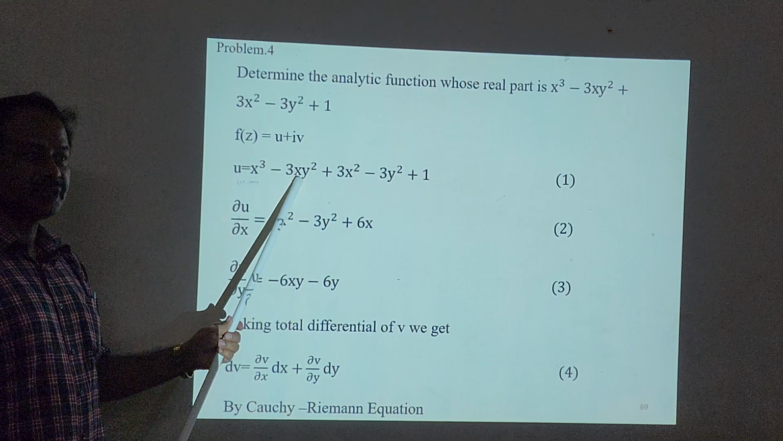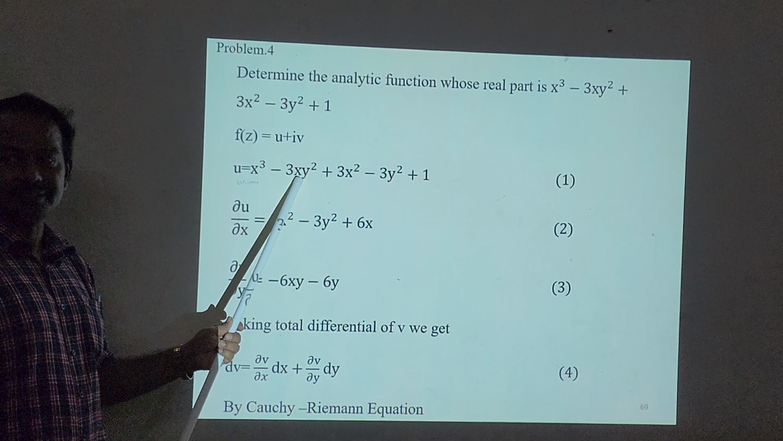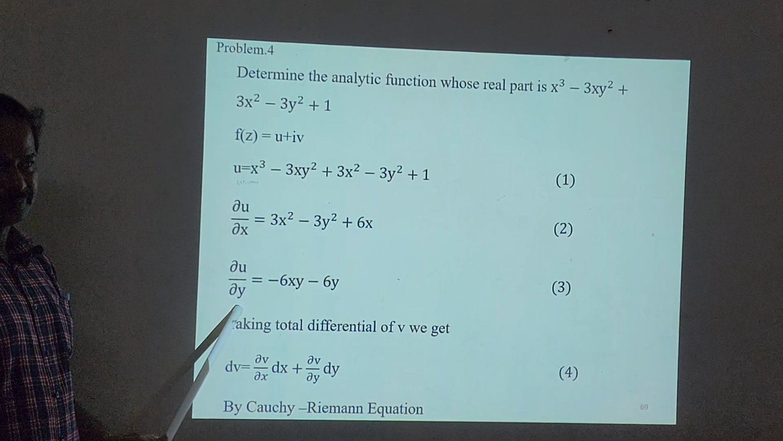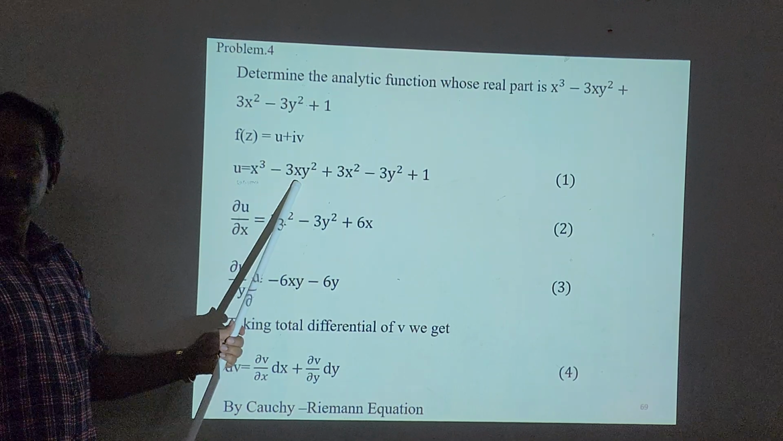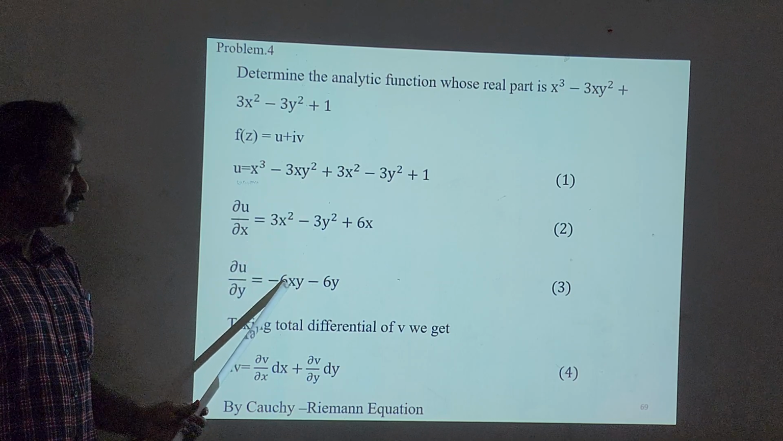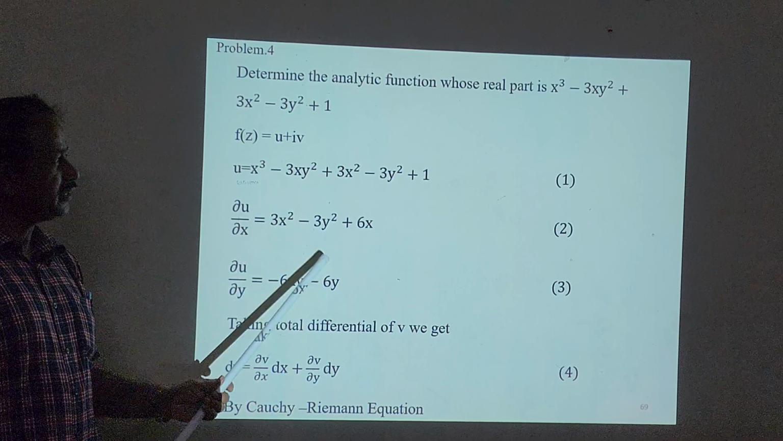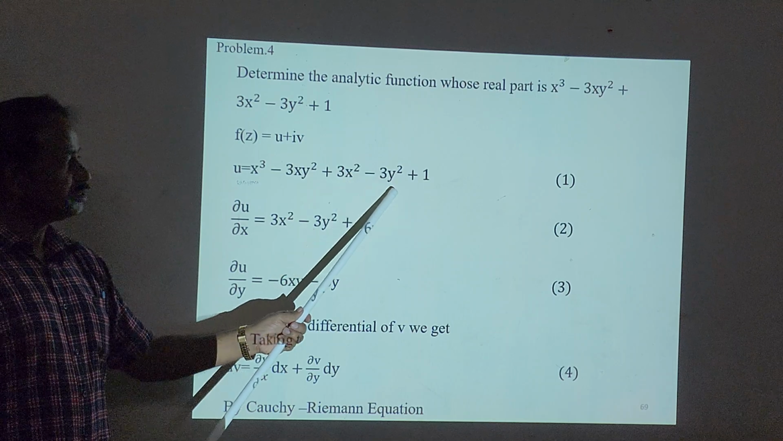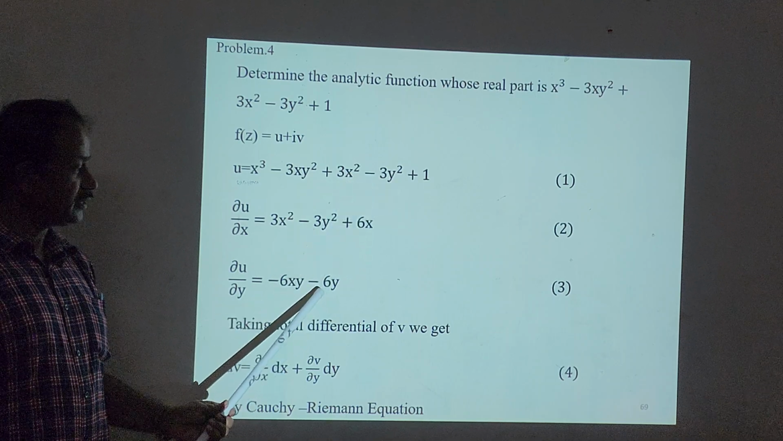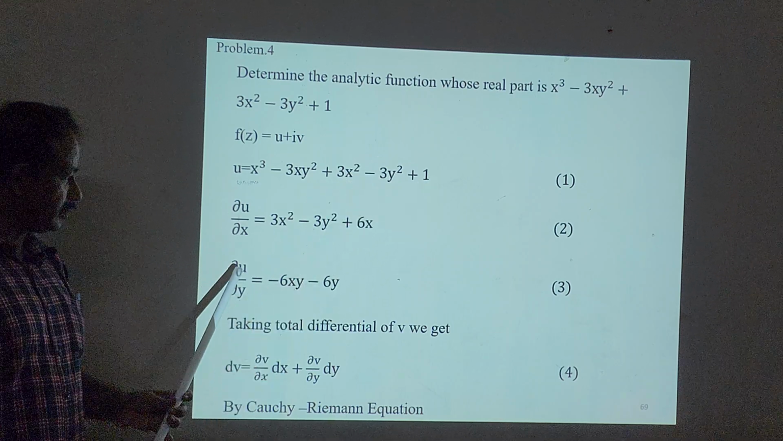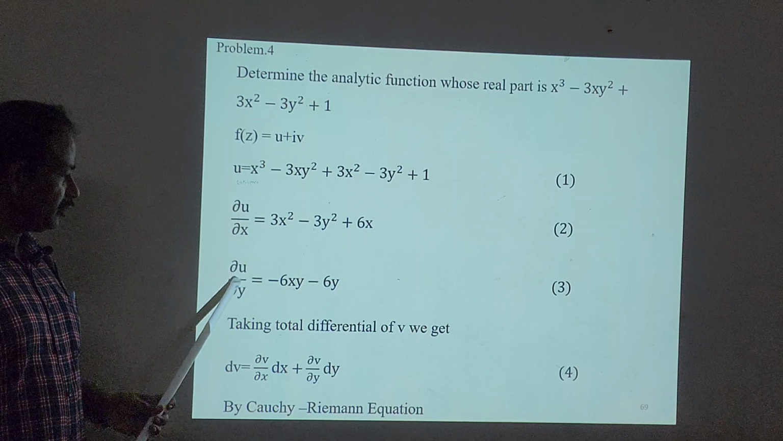You are going to differentiate with respect to y. This will become 2y, x is a constant. So this becomes 2y, 2y multiplied by 3 will give you 6xy. Minus, this becomes 0. This becomes minus xy, so that will become 0. So we have found out du by dx, du by dy.